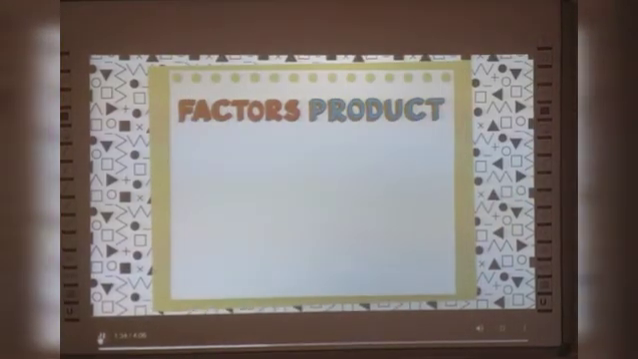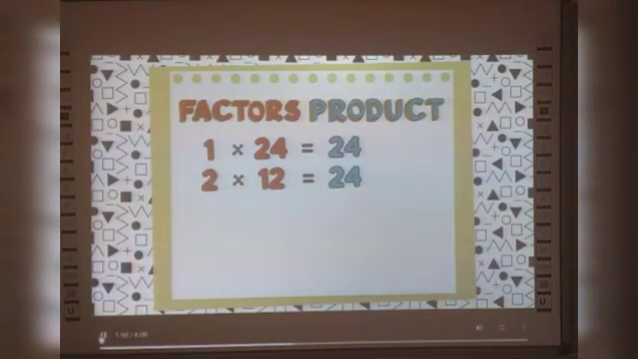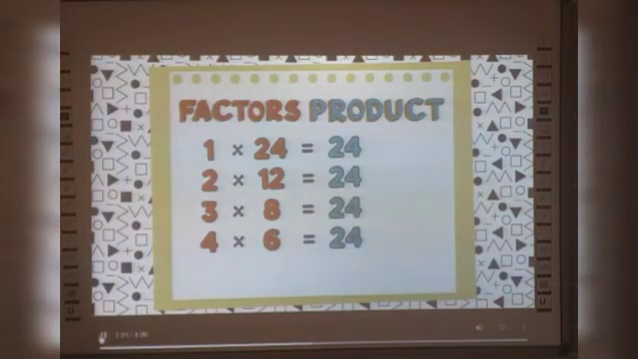Let's try another, slightly bigger number. Can you think of the factors of 24? 1 multiplied by 24 equals, well, 24. 2 multiplied by 12 equals 24. 3 multiplied by 8 equals 24 too. And 4 multiplied by 6 equals 24 as well. This means that 1, 2, 3, 4, 6, 8, 12, and 24 are all factors of 24.